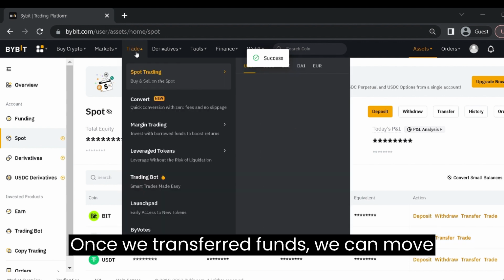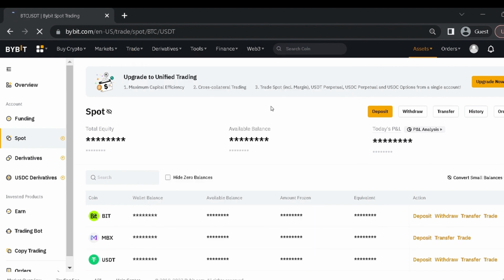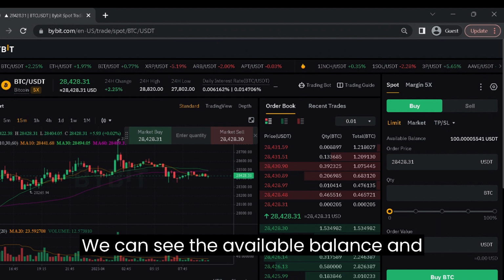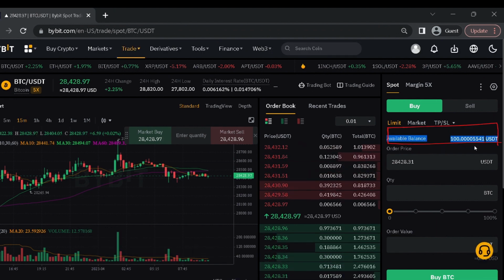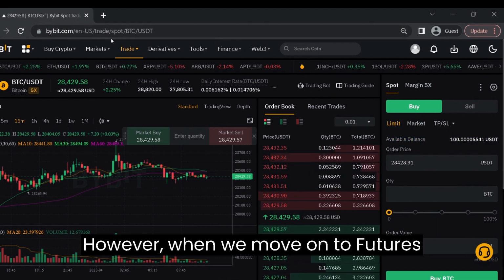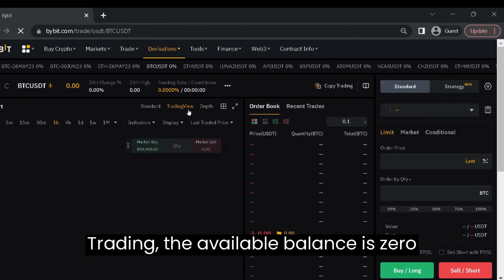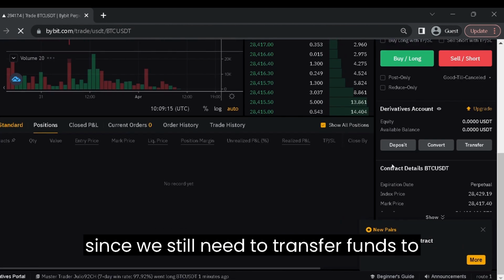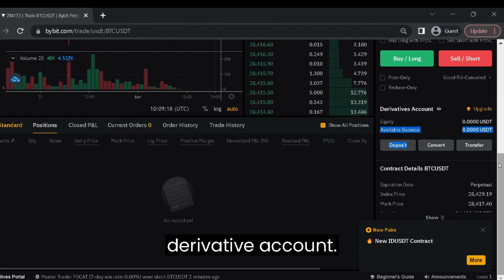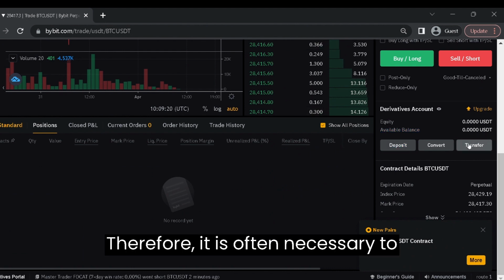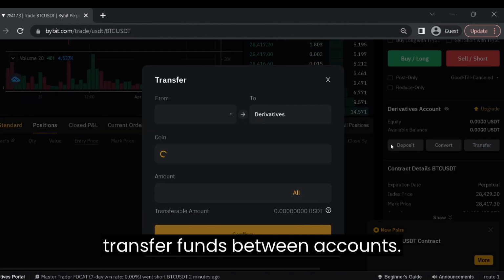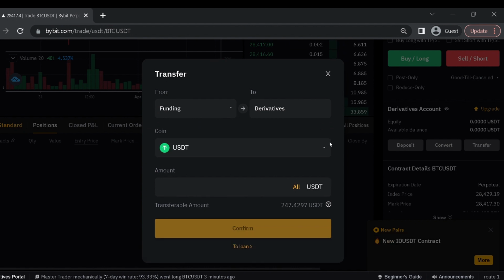Once we have transferred funds, we can move on to trading. We can see the available balance and start trading. However, when we move on to futures trading, the available balance is 0, since we still need to transfer funds to the derivatives account. Therefore, it is often necessary to transfer funds between accounts.